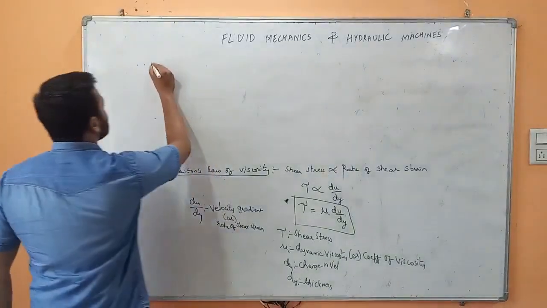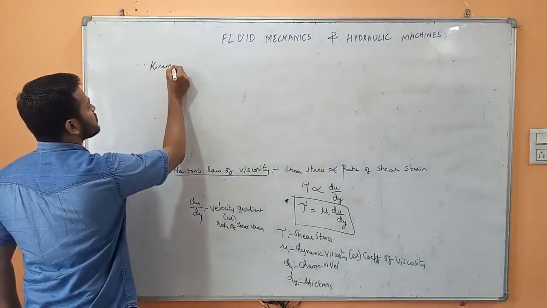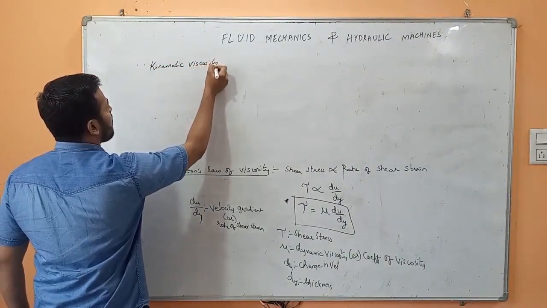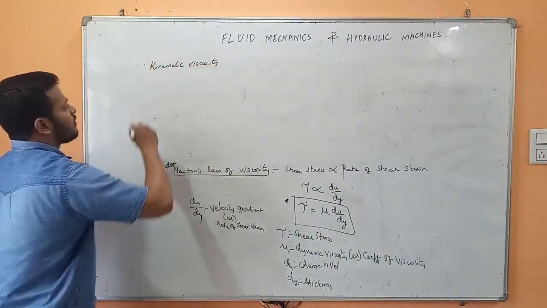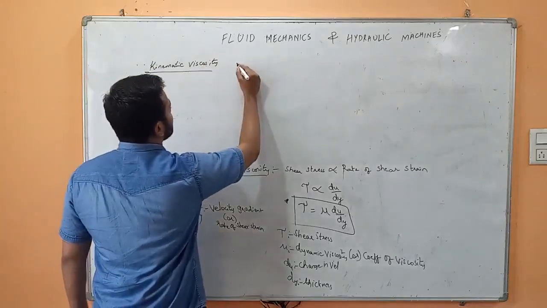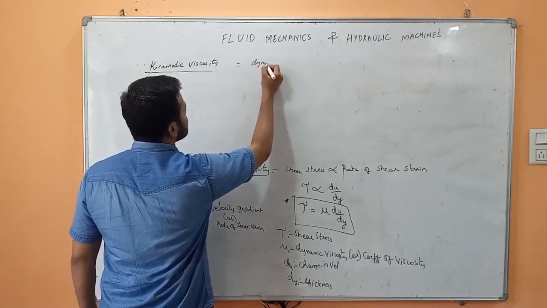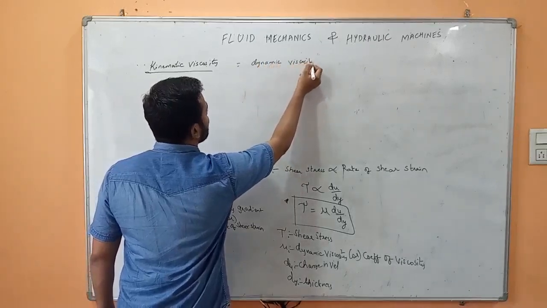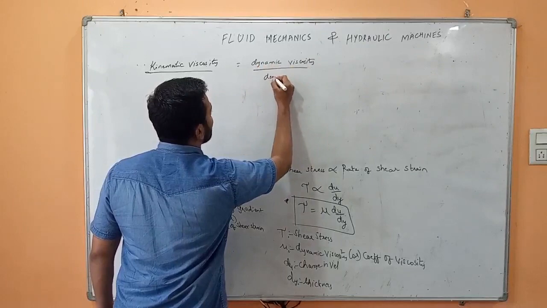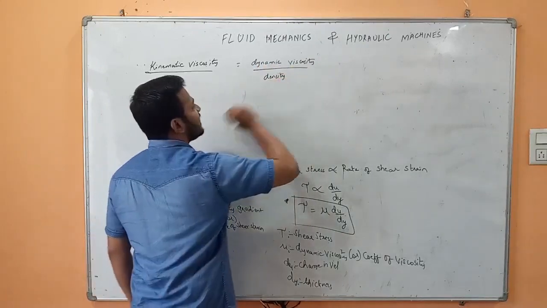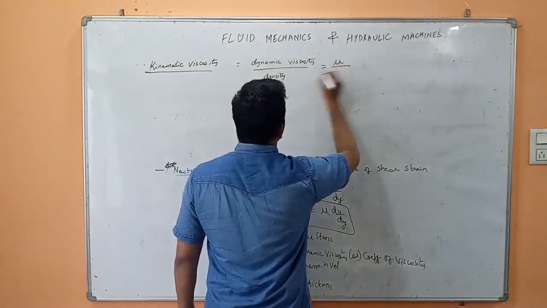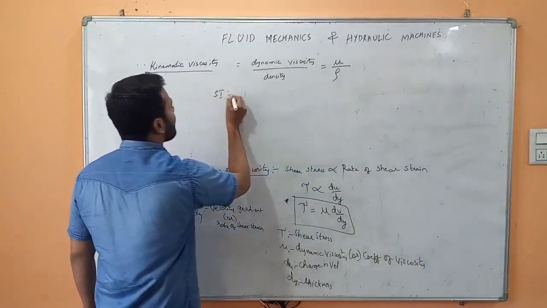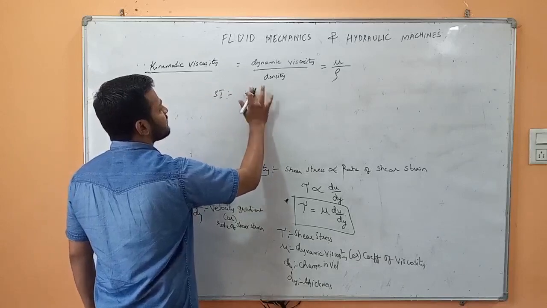Yes. The next is kinematic viscosity. It is the ratio of dynamic viscosity to the density. So dynamic viscosity is denoted by mu and density is denoted by rho. So the SI unit is meter square per second.